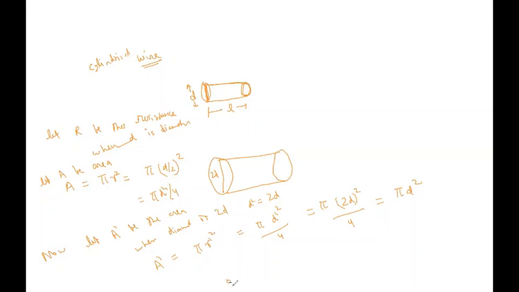So the ratio A prime by A, you divide this, you will get 4. And we know that R is inversely proportional to the area.